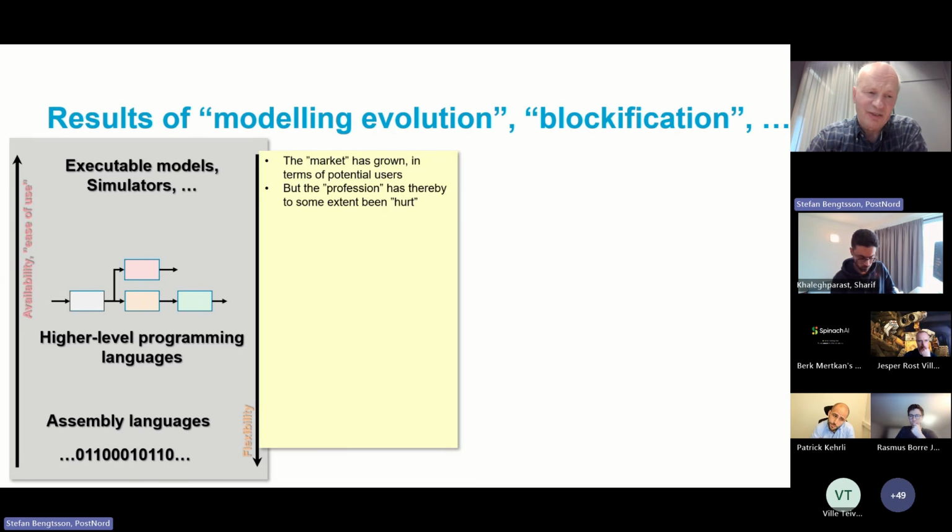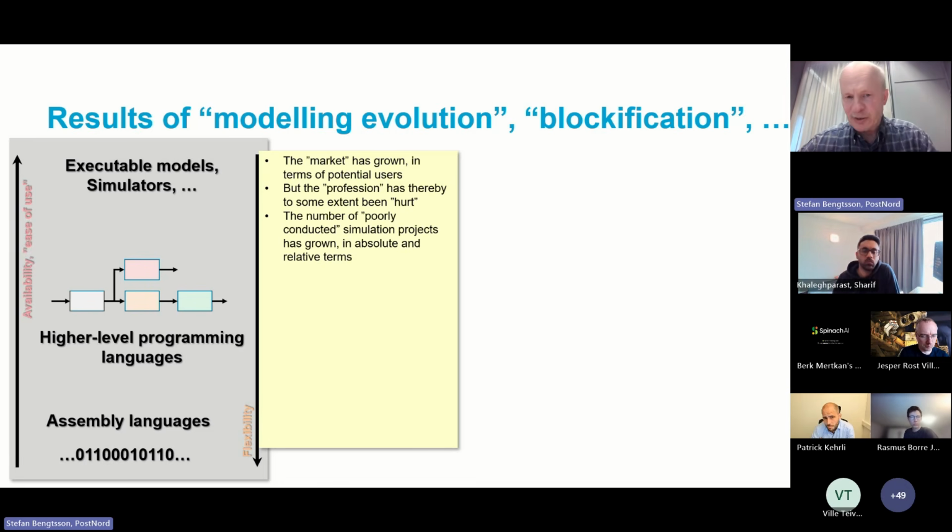I would claim that since we have made simulation more and more available, which is rational from a marketing point of view, we also have made simulation available for people who not by necessity have the talents and traits that is needed to be a good simulation modeler. So the number of poorly conducted simulation projects has definitely grown in both absolute and relative terms.